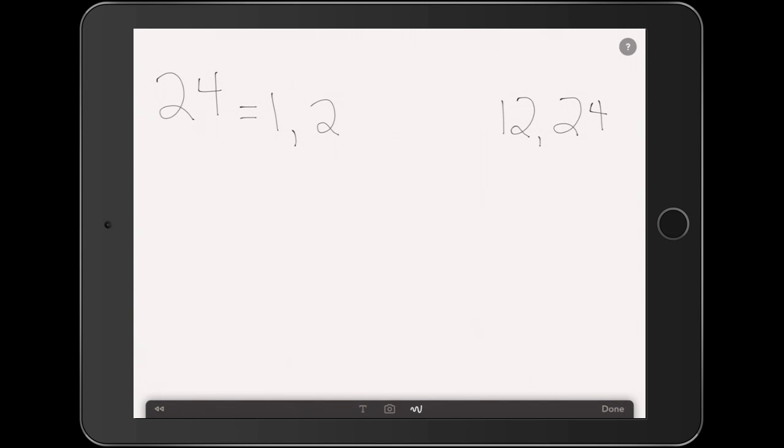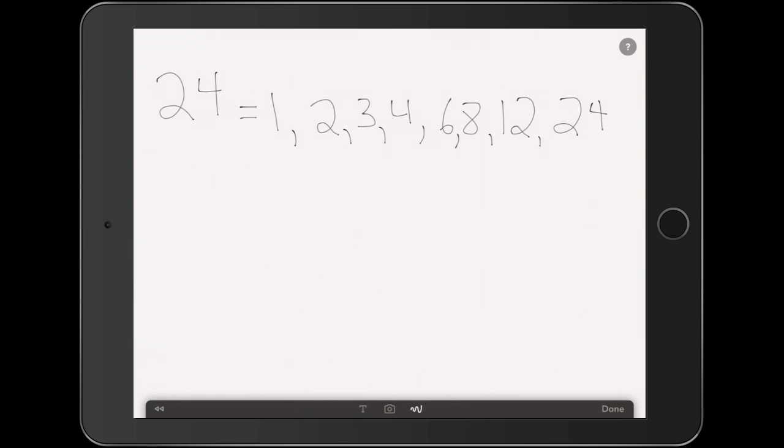Would 3 be a factor? Does 3 multiplied by anything equal 24? Yes, 3 multiplied by 8. How about 4? 4 multiplied by 6 equals 24. Now, the only number left in there would be 5. Does 5 multiply by anything to equal 24? No. We know that because multiples of 5 end with a 0 or 5.